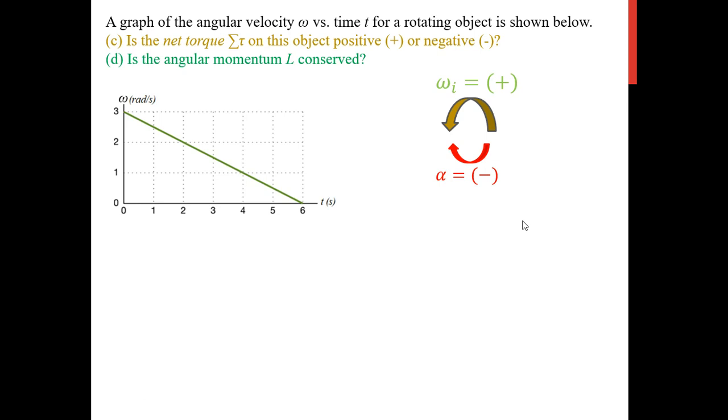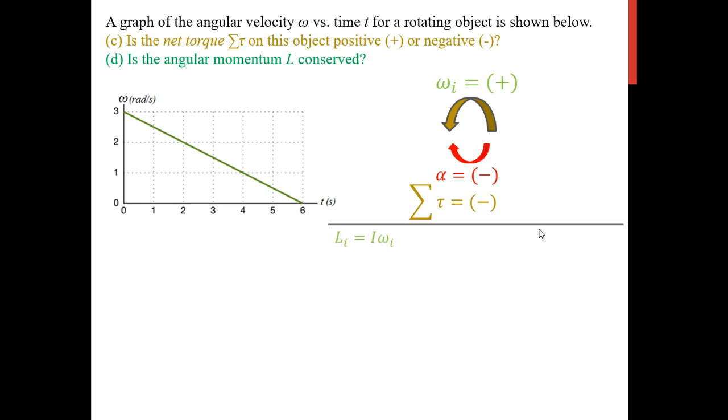And not only that, in this case, torque needs to take on the same sign as your acceleration. Okay, so because angular acceleration is negative, your net torque must also be negative as well. So the answer here for part C is your net torque is negative. All right. Other than that, let's do part D.